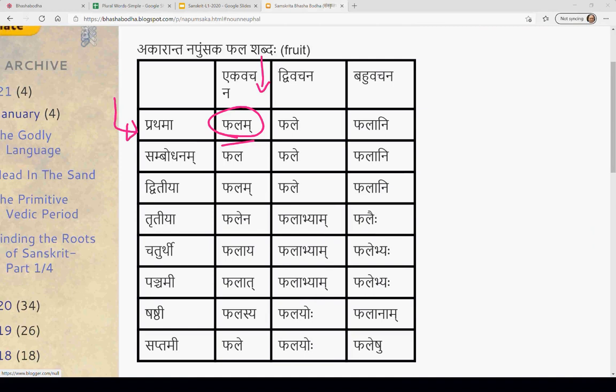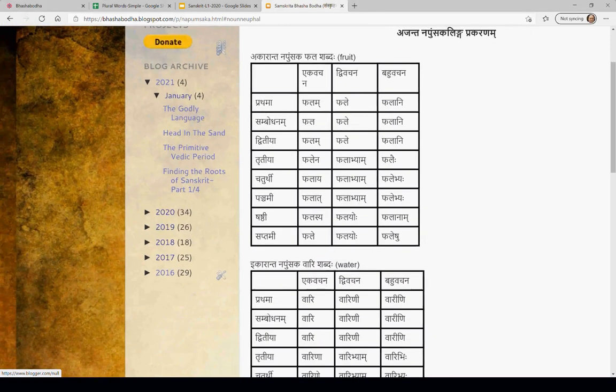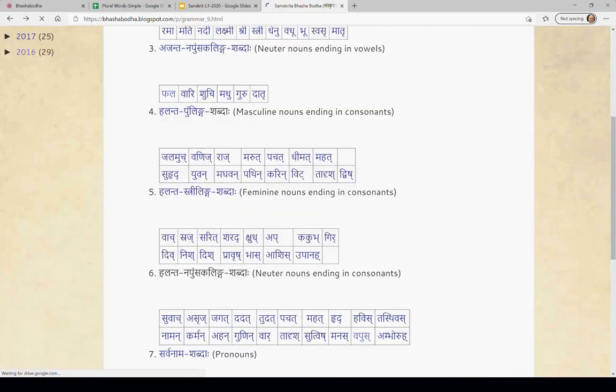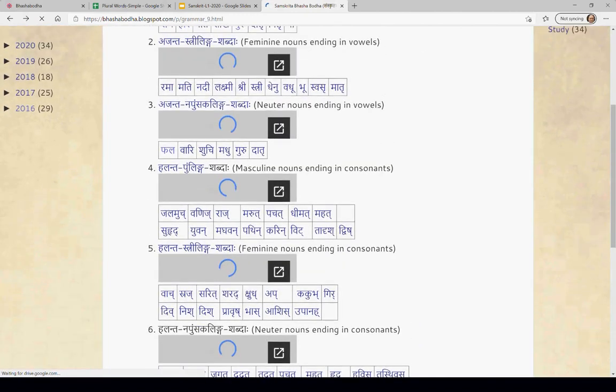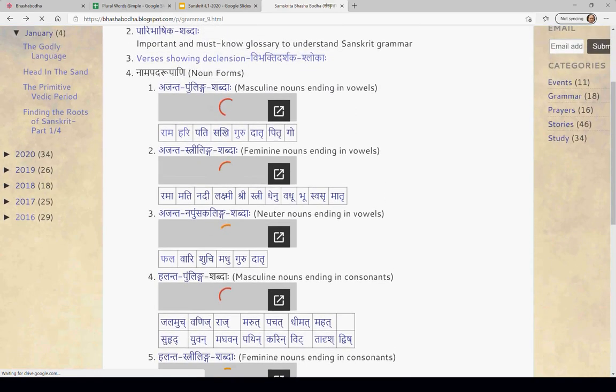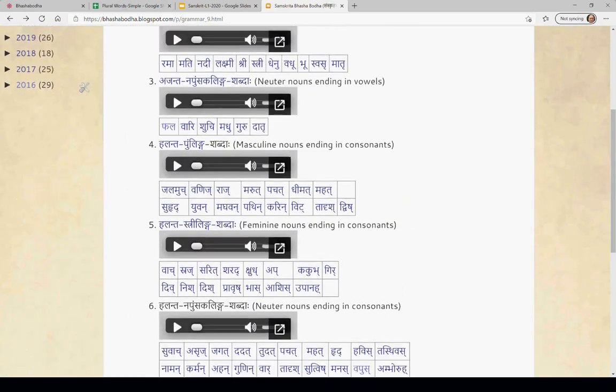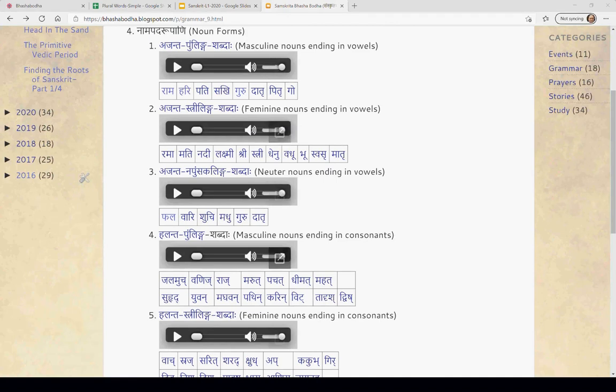It is in Prathama or first declension form and singular. We also studied the Bahuvachanam, here Phalani, like Netrani, Vastrani. Vastram is Ekavachanam, Vastrani is Bahuvachanam, etc. So it fits this pattern. Anytime you want to refer, you can refer to these tables. Different tables are given here, but right now our study focus is on these.